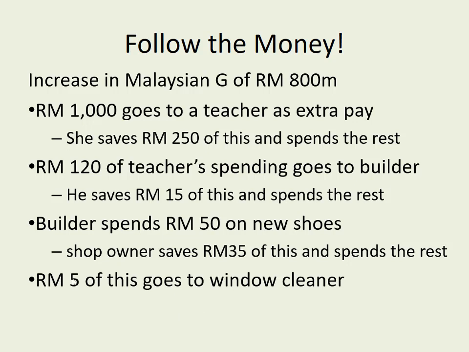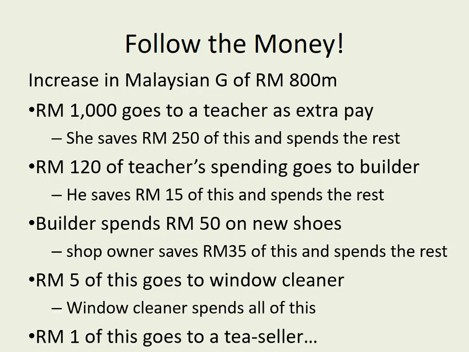5 of that is to clean the windows of the shop. So the window cleaner does 5 ringgits' worth of window cleaning. The window cleaner spends the lot, all 5. One of these has a cup of tea in the market, so that's 1 ringgit's worth of tea.